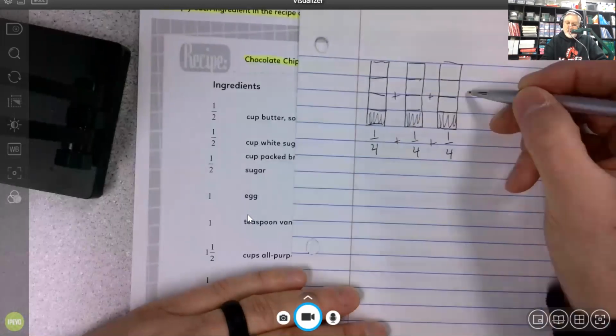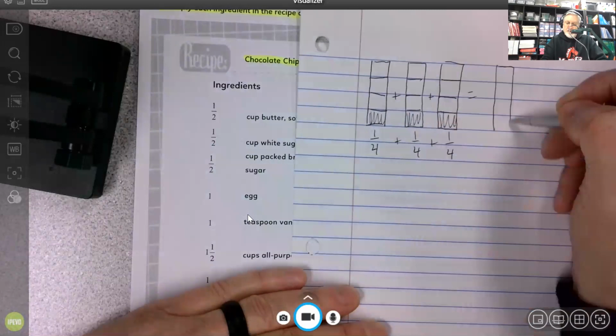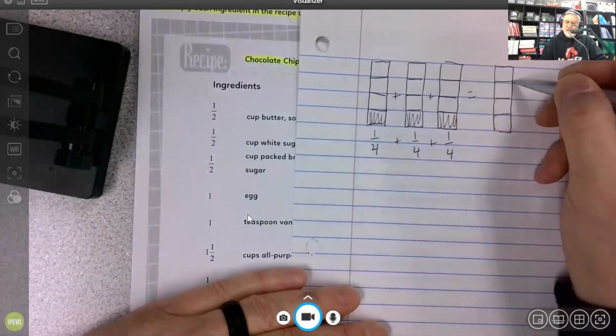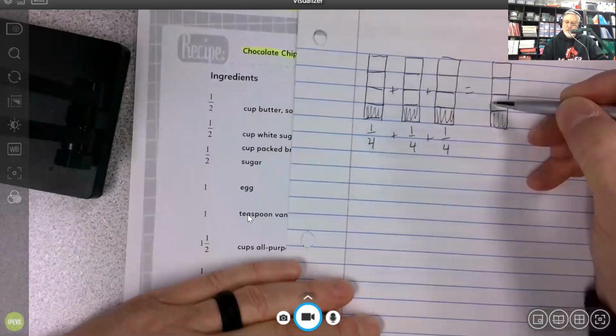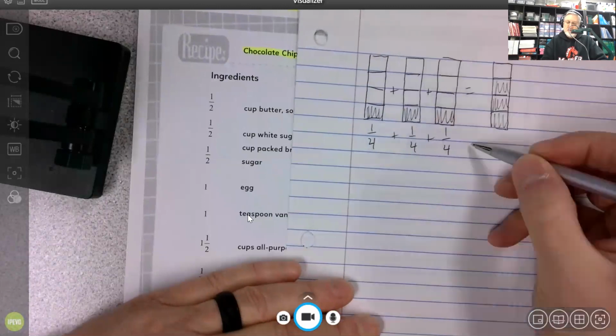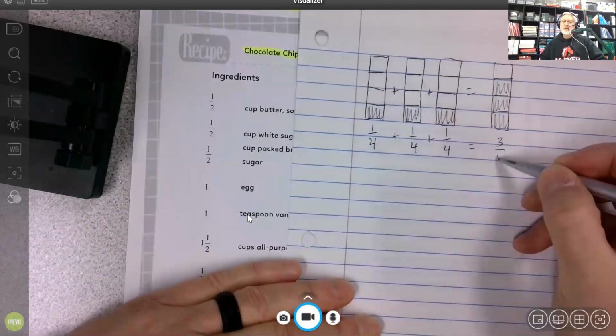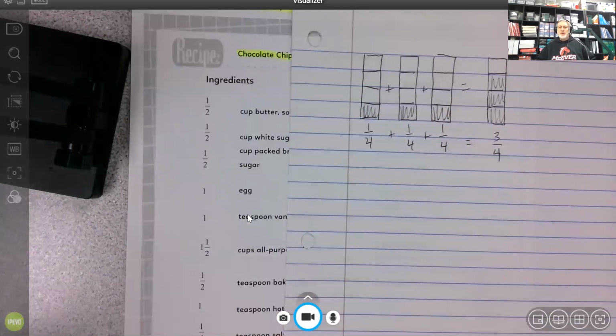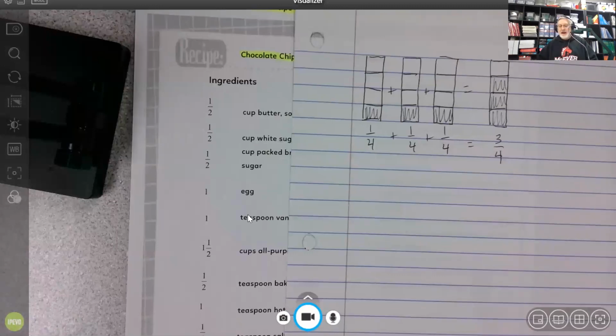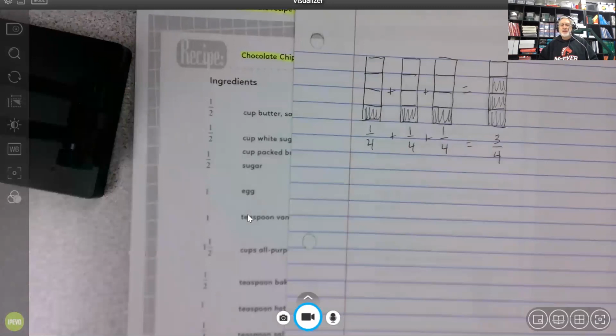So this is going to equal, I only need 1 fraction bar because I have 1, 2, 3, which would equal 3/4. I don't have to worry about regrouping. I don't have a mixed number like I had in my last problem, but in this case, I have 3/4. Okay.